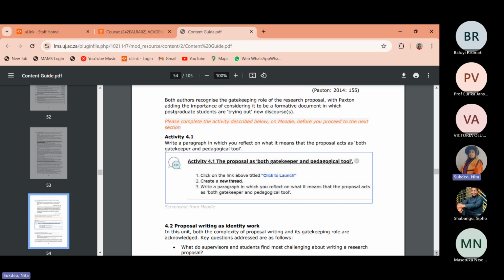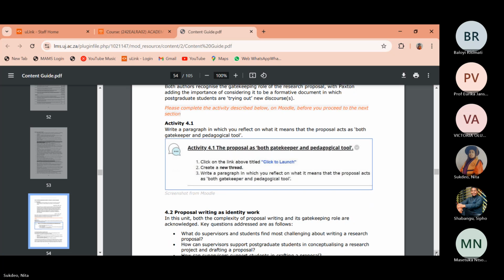So both authors recognize the gatekeeping role of a research proposal and how to actually write it up, and add the importance of considering it to be a formative document in which postgraduate students are trying out a new discourse, especially when you're writing for the first time.